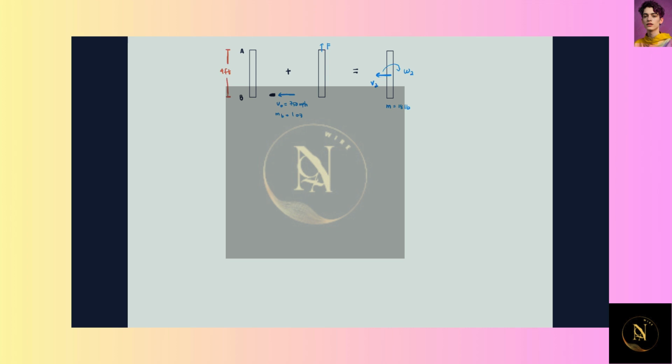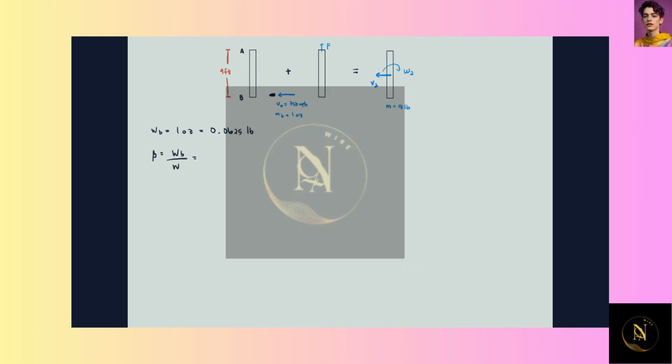Then the mass of the bullet is 1 ounce. And for the beam, the weight of the beam is 18 pounds. Converting the weight of the bullet to pounds, the weight of the bullet, 1 ounce, is equal to 0.0625 pound.